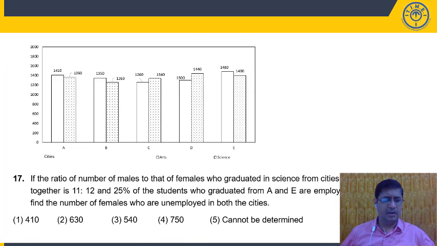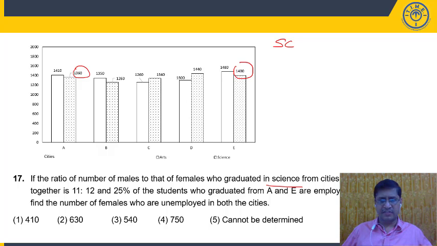Question number 17. If the ratio of the number of male students to that of the female who are graduated in science from the cities A and E, science A and E means A is equal to 1360, E is equal to 1400. Okay, 1360 and 1400 means what is the science? I am using SC for science.